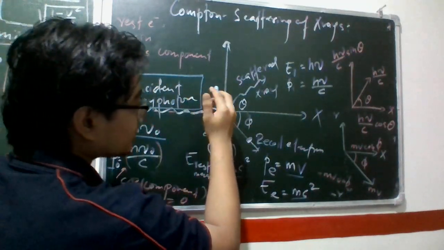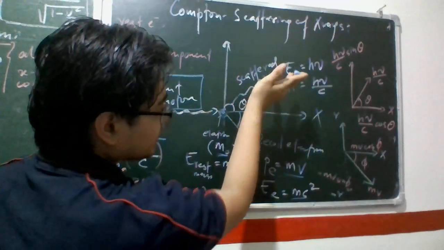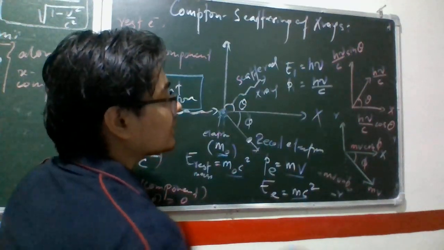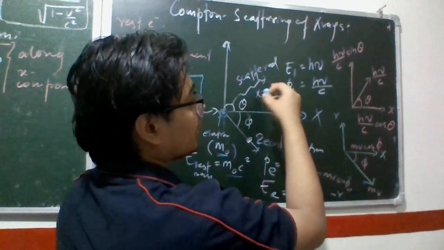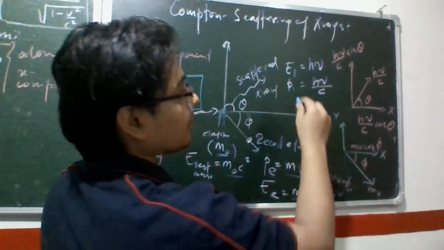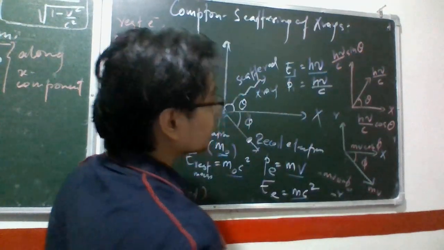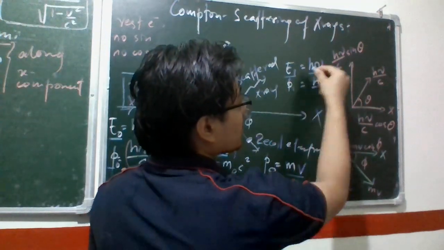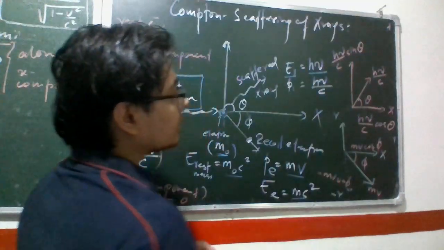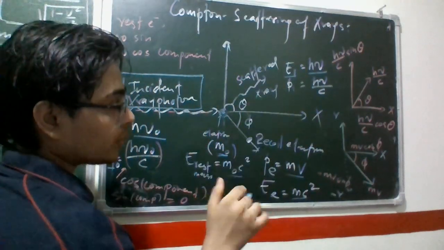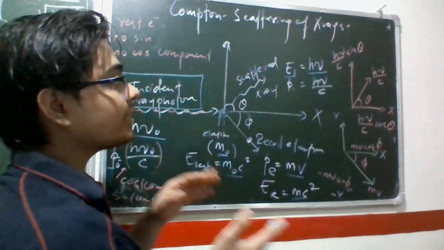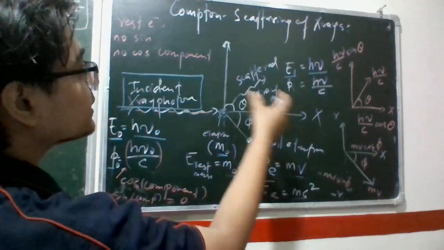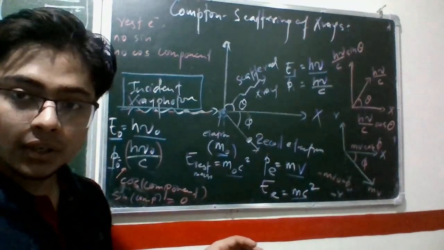Similarly, this X-ray after striking this electron would scatter, and let's suppose the scattering angle to be theta. Then the energy of the scattered X-ray is given by E1, and it is h nu. Similarly, the momentum P1 is given by h nu by c, where nu is the new frequency of this scattered X-ray. Okay, so this is just the description of what's going on here.